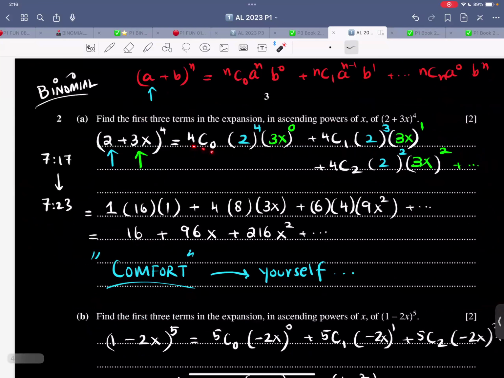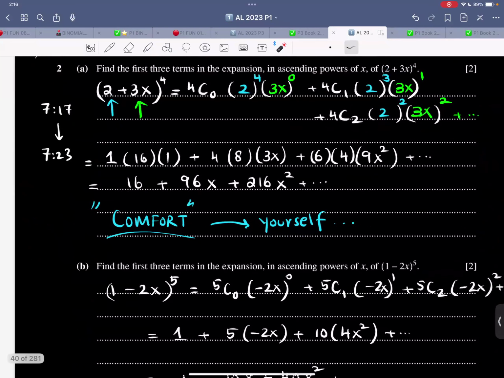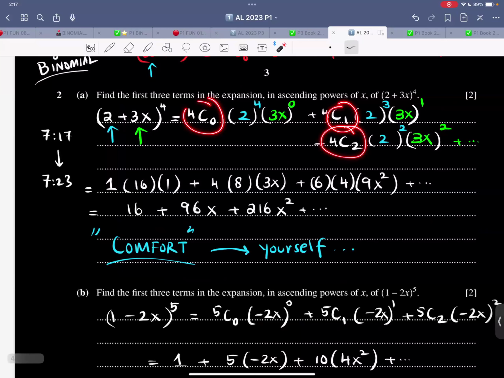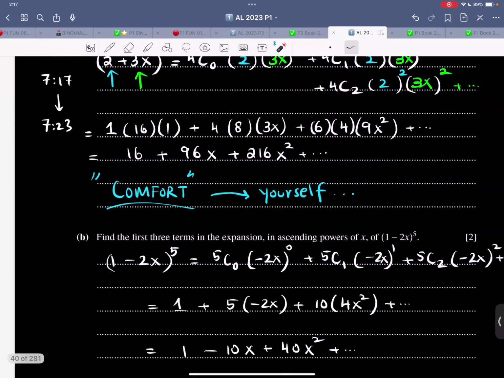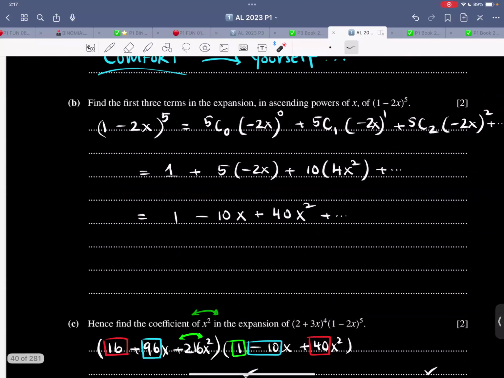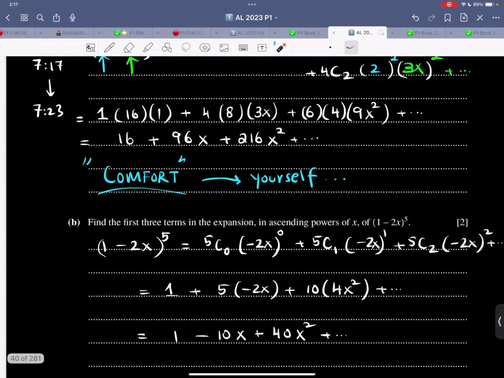So 4C0, B raised to power of 0, A raised to power of n. Just following this, that's how you write it. Very simple. I can do this at the back of my head. I write it down. Where calculator is needed, definitely I'll use it. For example, 6 into 4 is 24, 24 into 9, I'll use a calculator. I'll even use a calculator over here. And then find the first three terms in the expansion of this. First, second, third term. These are the first three terms.